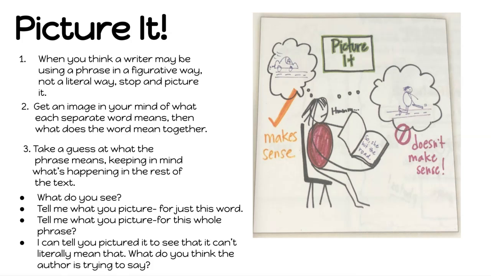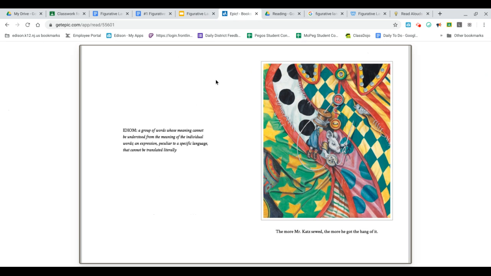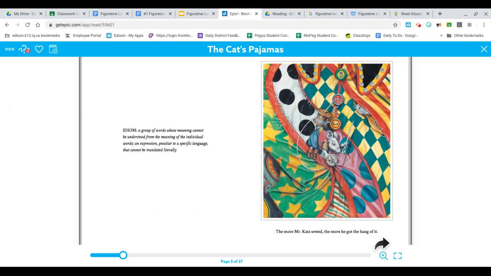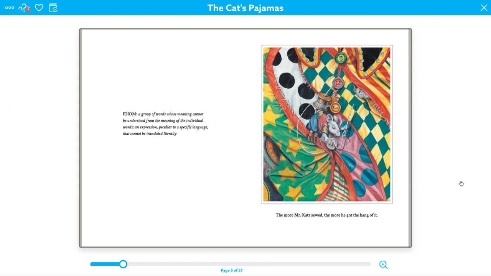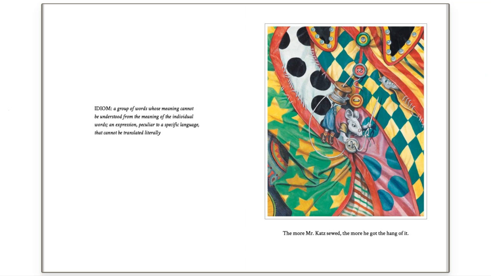So let's go ahead and try this with a story that I found on Epic Books. Now, I'm not going to read the whole entire story to you. I'm going to read a couple of pages, and then I'm going to stop at a few of these figurative phrases that I found in the text, and we're going to use this strategy. Later, you're going to do the same strategy that I'm doing with a piece of the text that I'm going to screenshot, and you guys are going to apply this strategy to the pages.